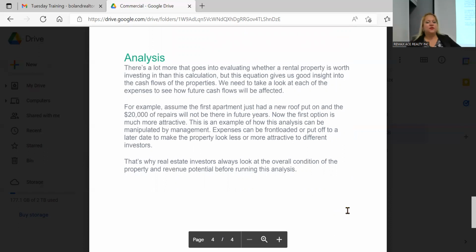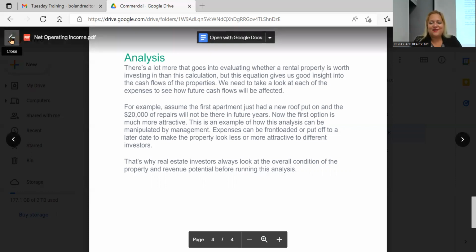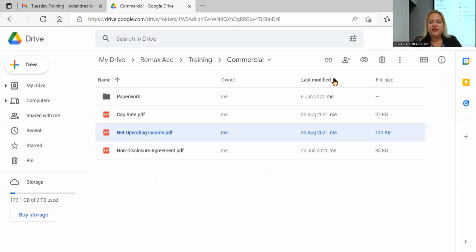So you really have to think, like I say, there's a lot more that goes into evaluating whether a rental property is worth investing in than this calculation. And they're talking specifically about rental properties here, but you do cap rates even for plazas and office spaces. We're not just talking about where people live, right? Anywhere they'd be renting a space from the commercial owner. So does anybody have any questions on that so far? It's pretty straightforward.